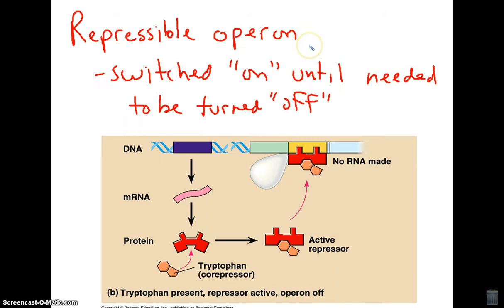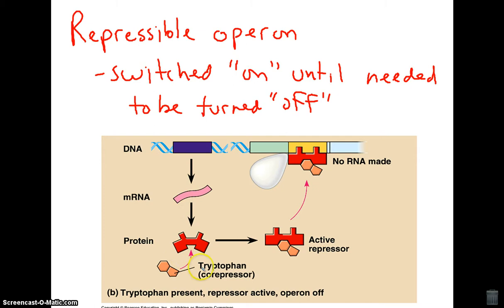So, as I said before, the tryptophan operon or trp operon is a repressible operon, so it is switched on until needed to be turned off. So the bacteria will always be making tryptophan until we've got enough. So if we look at the diagram here, we've got the DNA that will be transcribed to RNA, which will be translated to a protein.